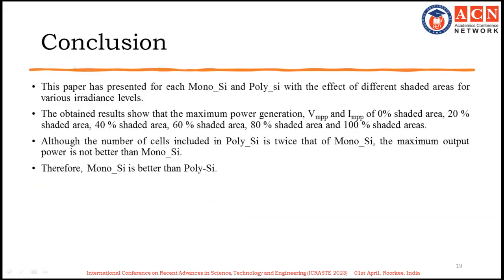Finally, to conclude, this paper has presented each monocrystalline and polycrystalline with the further differentiated area for various irradiance levels. The obtained result shows the maximum power generation, voltage, and current of differentiated area. Although the number of cells included in polycrystalline is twice that of monocrystalline, the maximum output power is not better than monocrystalline. Therefore, monocrystalline is better than polycrystalline.